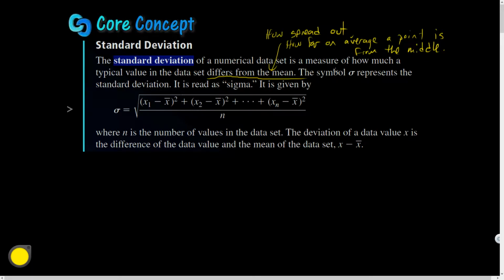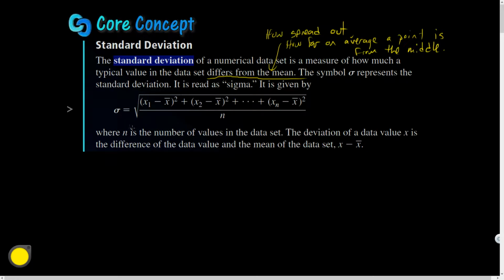All right? The symbol sigma represents the standard deviation. Deviation would be a word that describes how much something deviates from the normal. And it is read as sigma, that Greek letter sigma. And it's given by this crazy-looking equation. Look at this, the equation's even got dots in it. They were like, we don't have time to fit all this. You get the idea. Like, what is going on here?